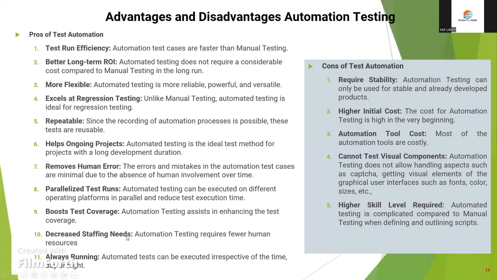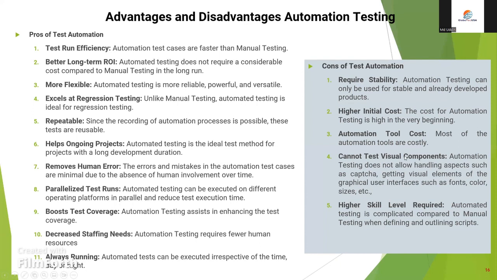And decrease staffing needs. So like 10 people can run 100 scripts in 1 hour. One resource can run maybe 1,000 scripts in 1 hour. And always running: automated testing can be executed at any time, day or night, right? So you can schedule the time and it can run anytime you want. Those are the advantages of the automation, right?